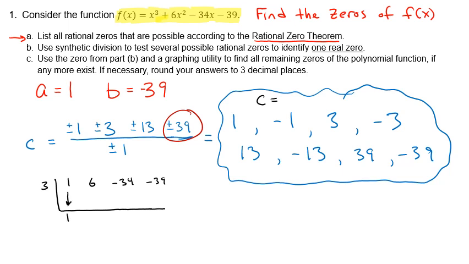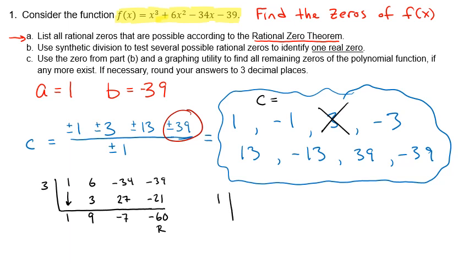Bring down the 1. 3 times 1 is 3. Add down, we get 9. 3 times 9 is 27. Add down, we get negative 7. 3 times negative 7 is negative 21. That gives us negative 60 as our remainder. So that did not give us a 0 remainder, so we can cross off the 3. That didn't work.